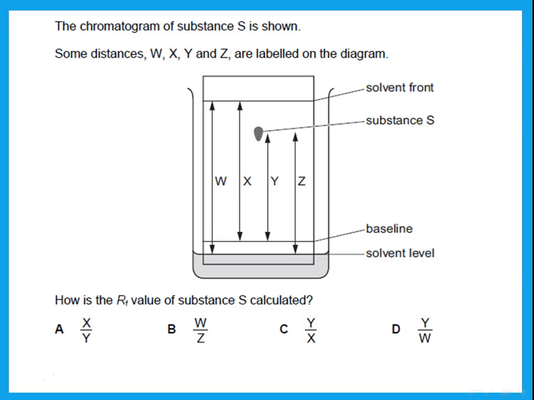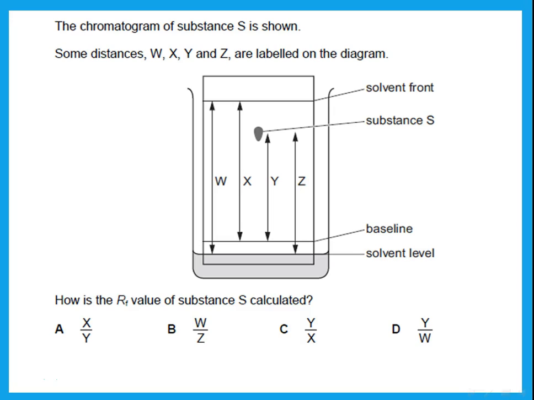The chromatogram of substance S is shown. Some distances are labeled. How is the RF value of S calculated? Can you see the spot that says substance S? How do I calculate RF value? We said RF value is the distance traveled by the spot divided by the distance traveled by the solvent.